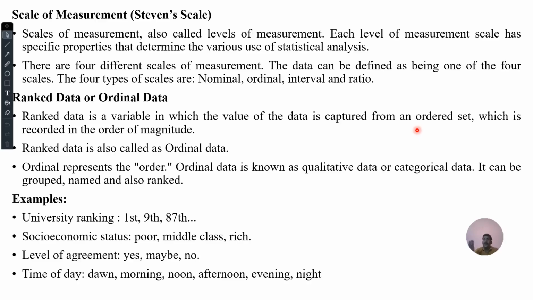First, we will discuss ranked data, or ordinal data. Ordinal data is also called ranked data. What is ordinal data? I already told you, we can categorize with a meaningful order, but without fixed difference. Without fixed difference means we can arrange in order, but we can't measure the difference. That is called ranked data. For example, university ranking: first rank, ninth rank. Here we have a category order. Socio-economic status, poor, middle class, rich, is also ranked data.